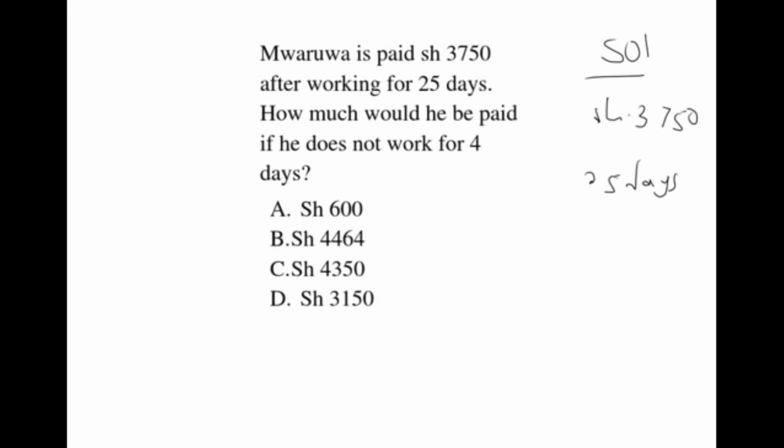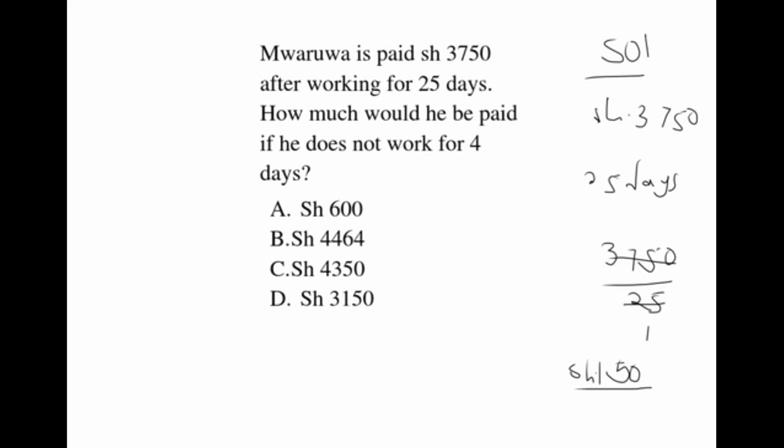So first, let us get to know how much he is paid per day. Therefore, we have 3,750 divided by 25. We simplify by 25, 1 by 25, 150. So he is paid 150 shillings per day.